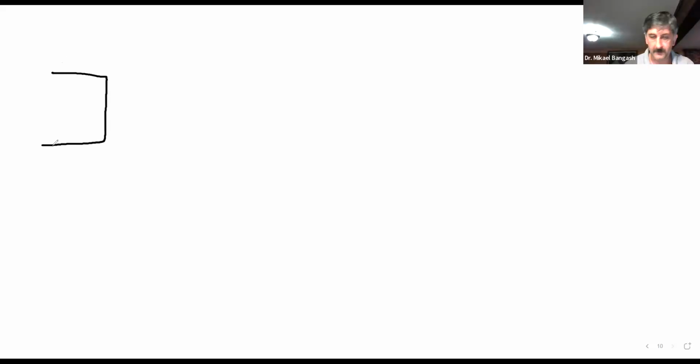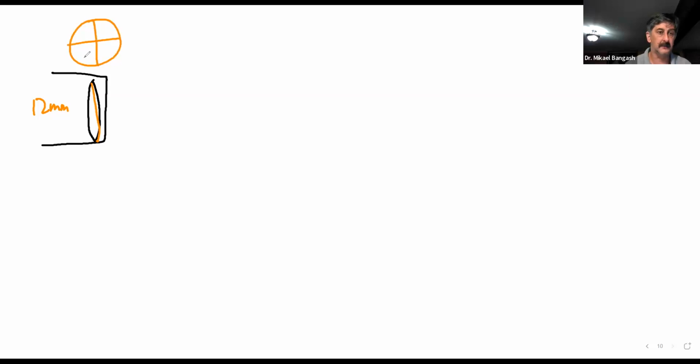Okay, let's see. The questions are related to the diagram that we have. Mainly, this dimension here is going to be 12 millimeters. That means it's going to be the diameter of your PZT, 12 millimeters wide. And we can say also 12 millimeters tall.